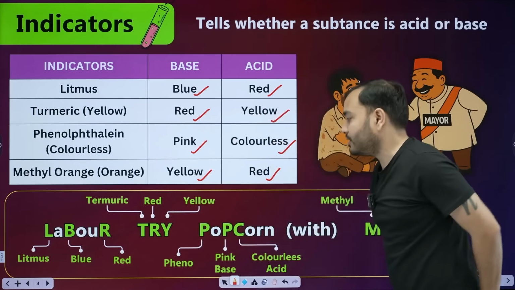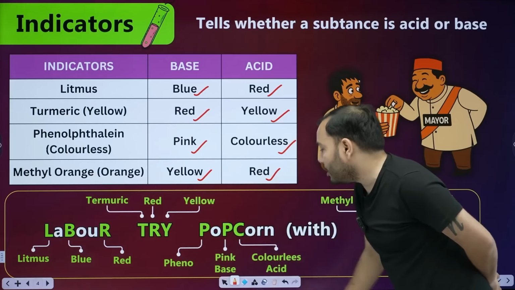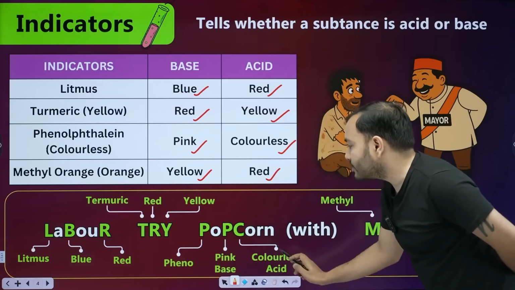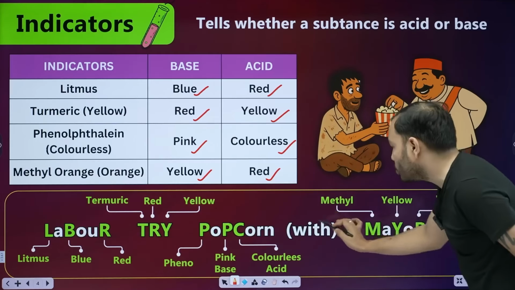Capital P, capital P, capital C. The first P means phenolphthalein, the second P means pink, and C means colorless. So what is pink? Base. And acid? Colorless. Leave it with that.